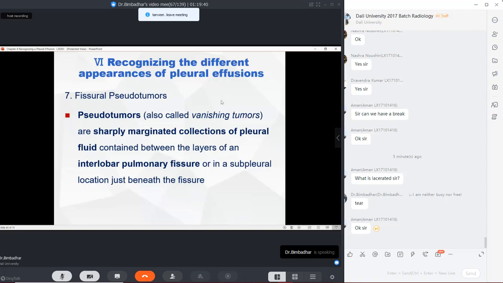Let us say there is a tumor inside a lung. Will the tumor change its position if I make the patient lie in supine position, and if I let the patient stand? The tumor generally won't change its position, right? But if it is a pleural effusion, will it change its position? Yes or no?